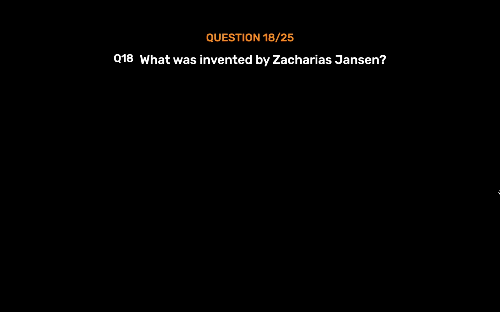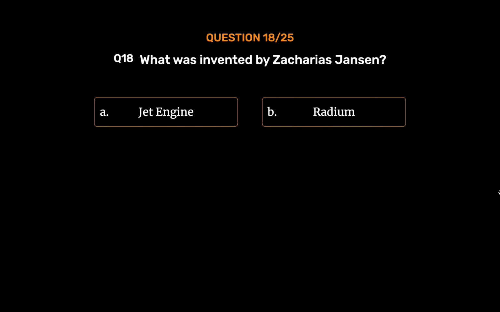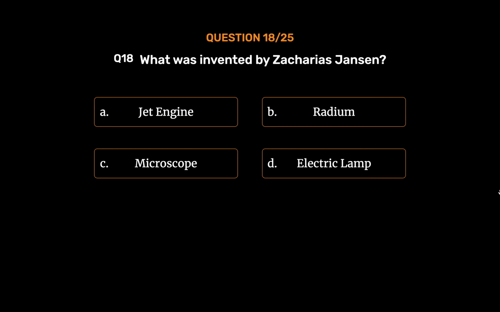Question number 18. What was invented by Zacharias Jansen? Option A. Jet engine. Option B. Radium. Option C. Microscope. Option D. Electric lamp. The correct answer is Option C. Microscope.